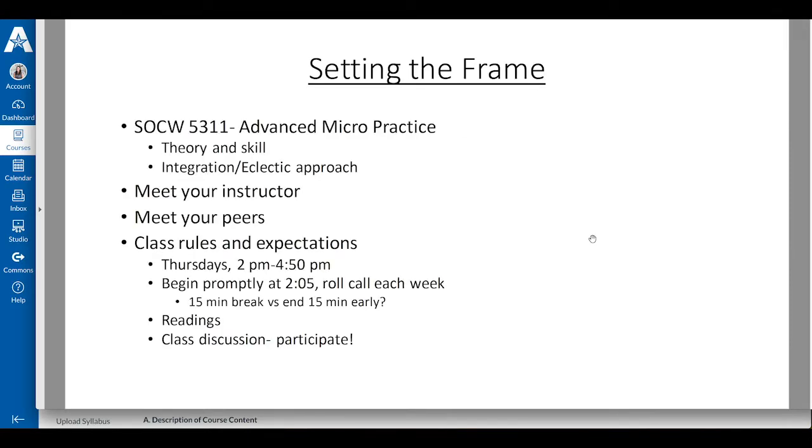So, okay, what you can expect this year, and up at the top I have the phrase setting the frame. This is a phrase that you'll use in therapy. And it basically means setting the expectations for the therapeutic encounter. And so I'm going to be doing my best this semester to reflect to you in class things that we would do in therapy.